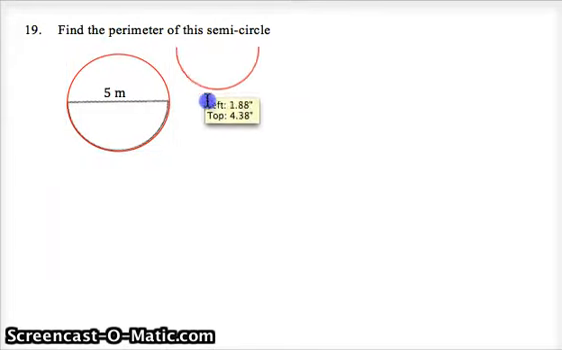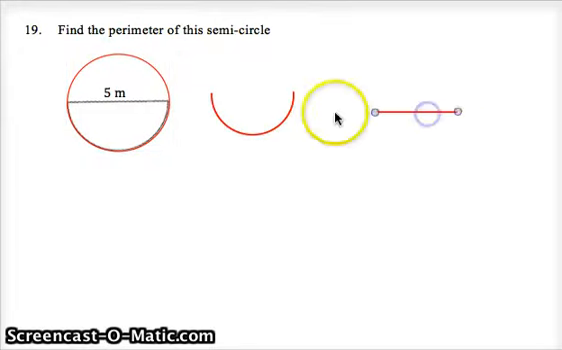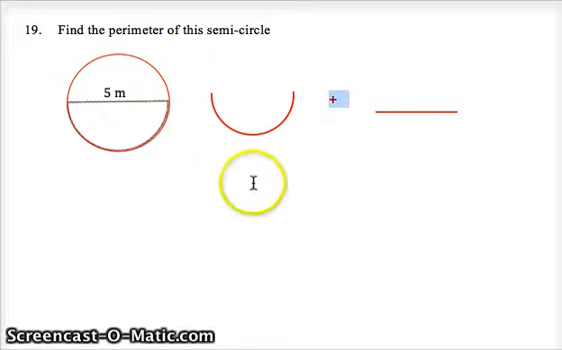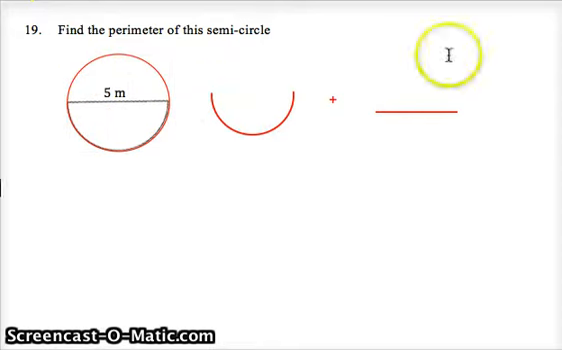So my shape is made up of a curved piece, plus it's also got a straight line piece. So I'll say my shape equals curved piece plus that straight line piece. Now we can see the curved piece is half of a full circle. So this distance around here is part of the circumference of a circle.